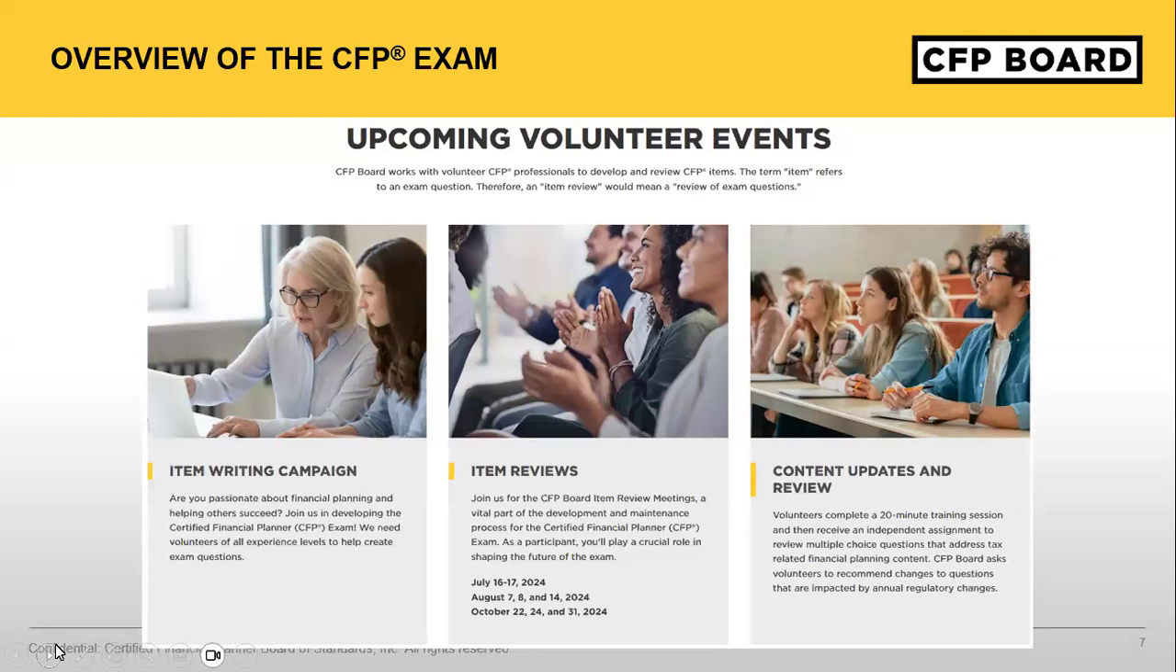After that is completed, we have another group come in for what we call an item review. Now, you've heard me use the word item twice now in a row. An item is a question. So each question on the CFP exam is called an item. So when you see the item writing, that is the question writing volunteers opportunity. That's what they volunteer to do, to write questions.